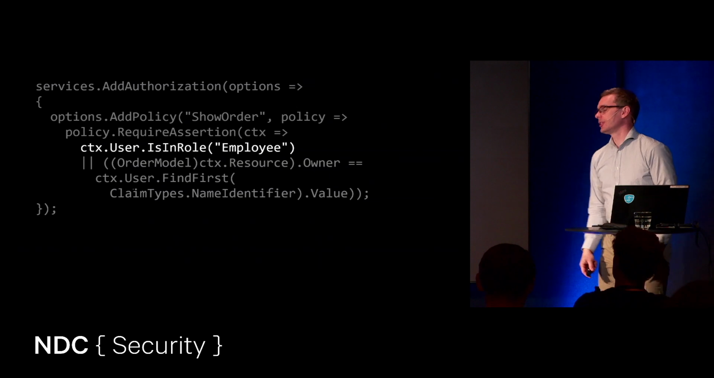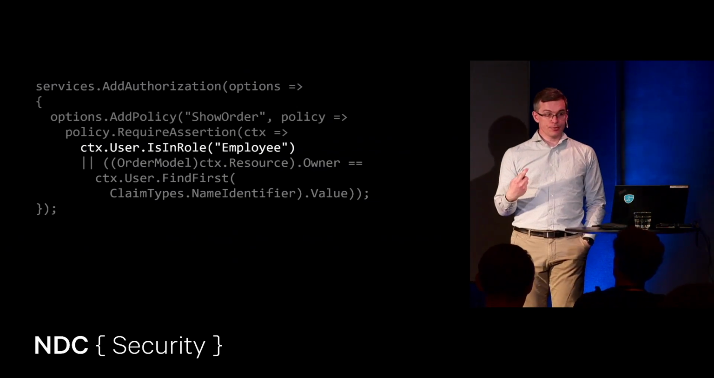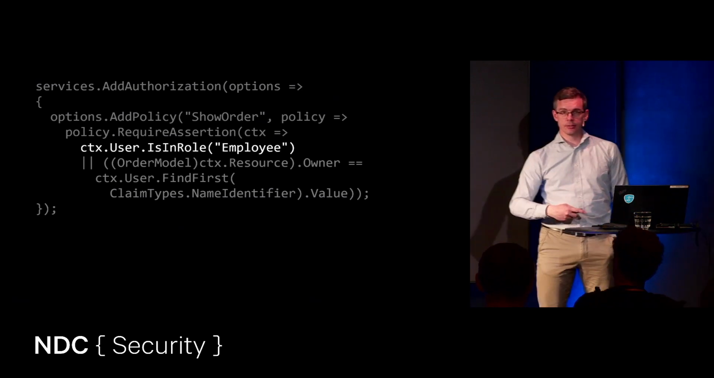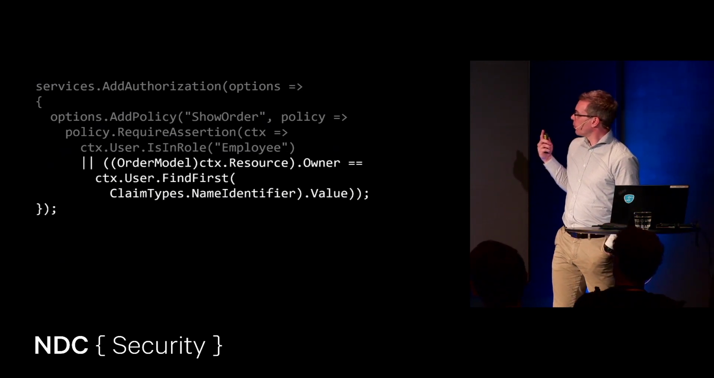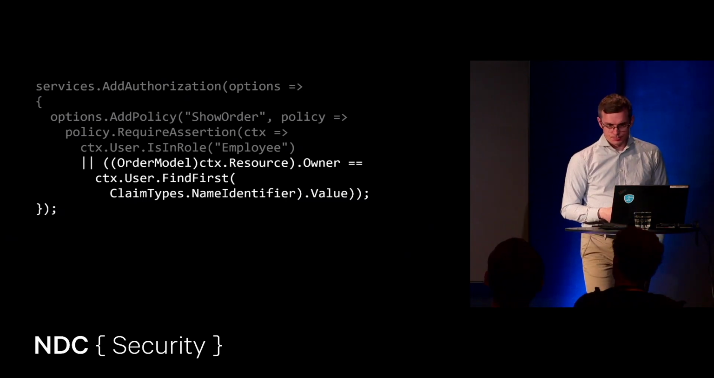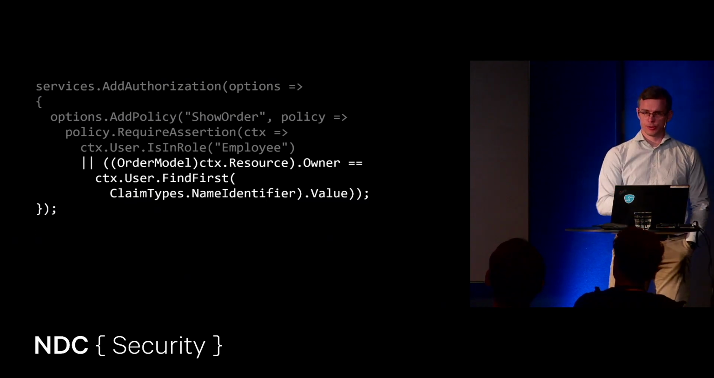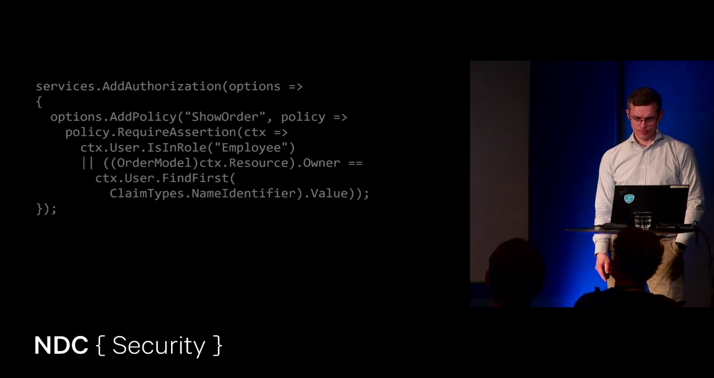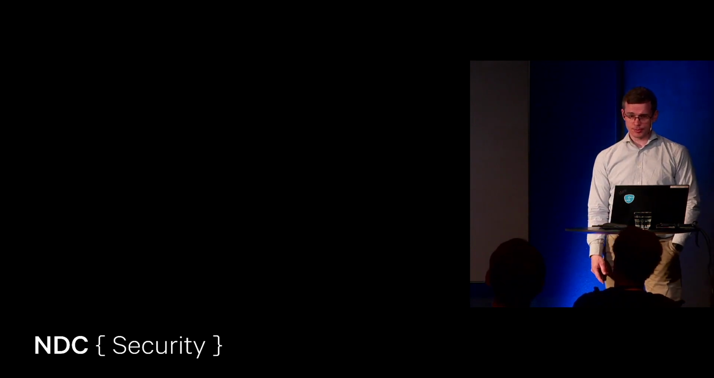So the policy here, if a user is allowed to show an order, is that if the user is in role employee, or the owner of the order is the current user, then we allow the user to view the order. Resource-based authorization solves one of the problems.